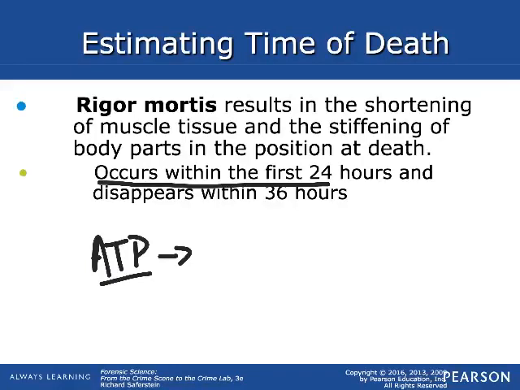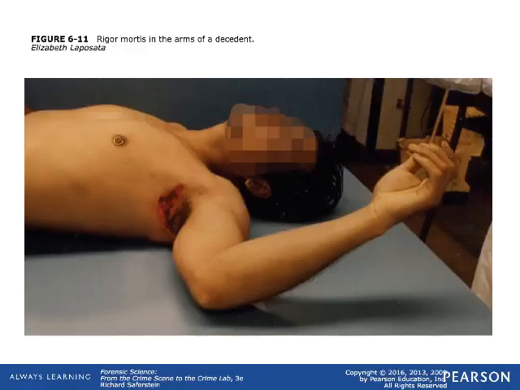So the body will totally contract and kind of curve. Okay. Another thing, so this is a body that's in rigor mortis. So the back is curved up off the table, and the arms are up off the table because the muscles are contracted. They're not relaxed like if you were asleep. Now it'll only last like 36 hours at the most.